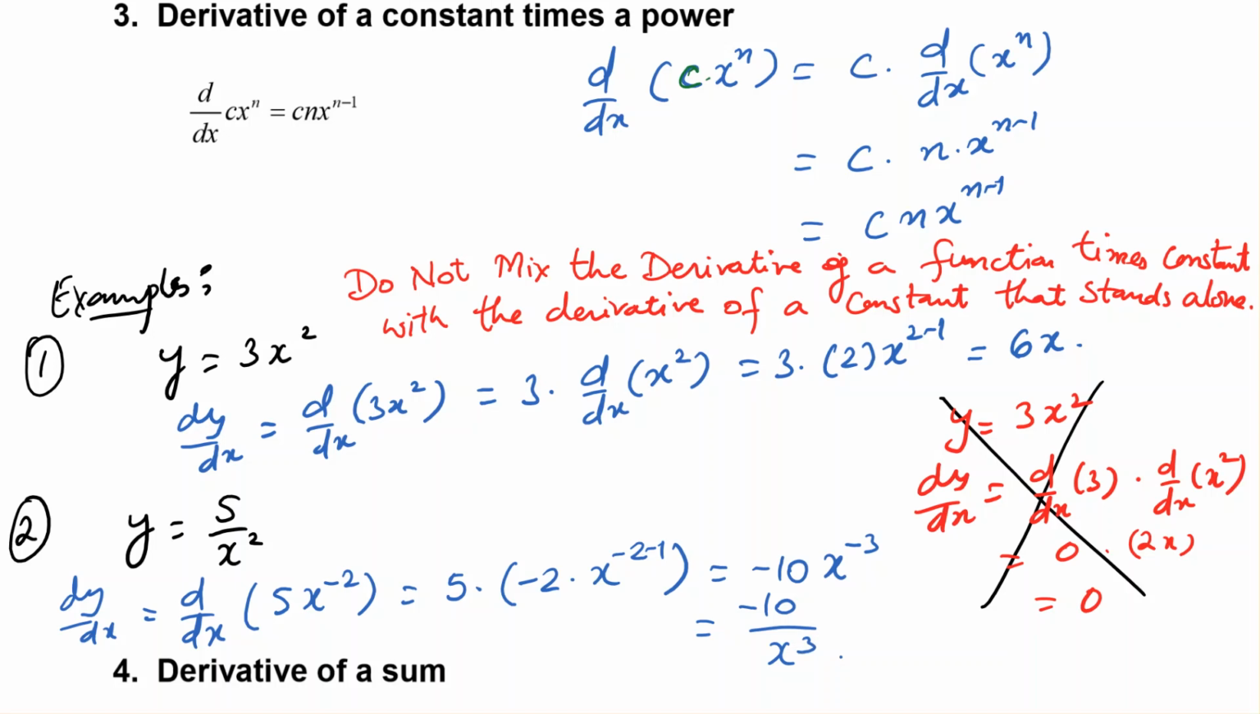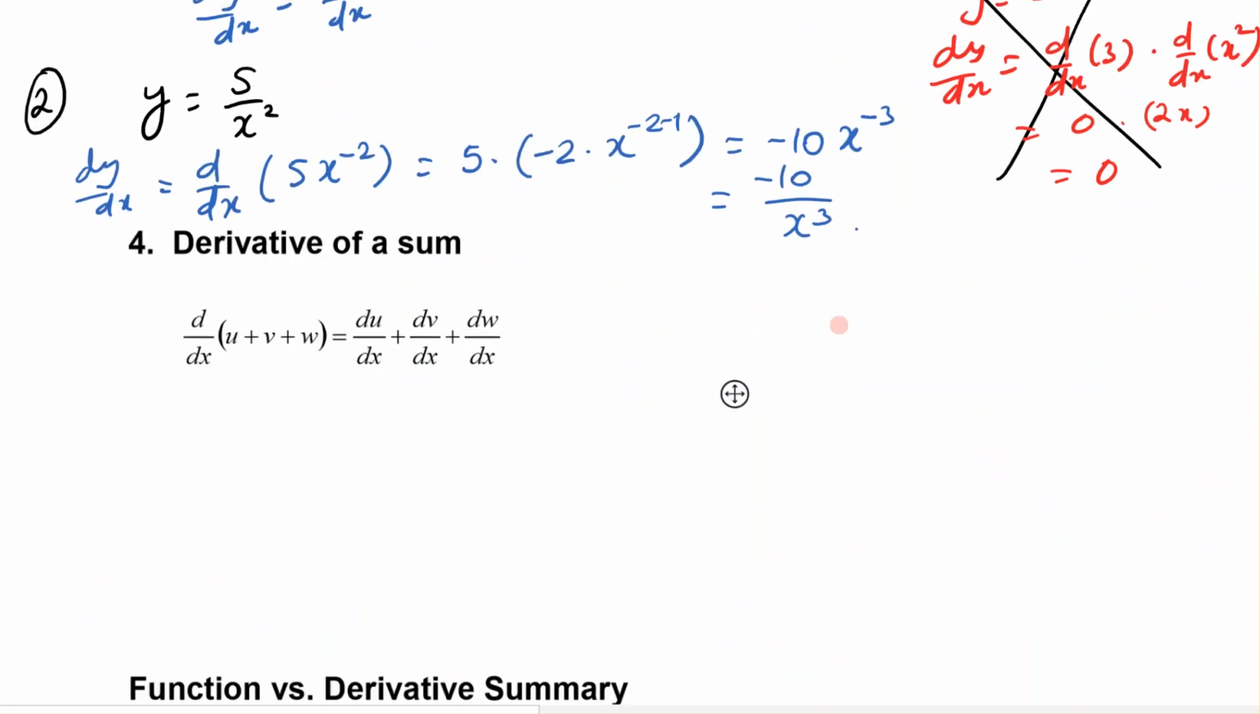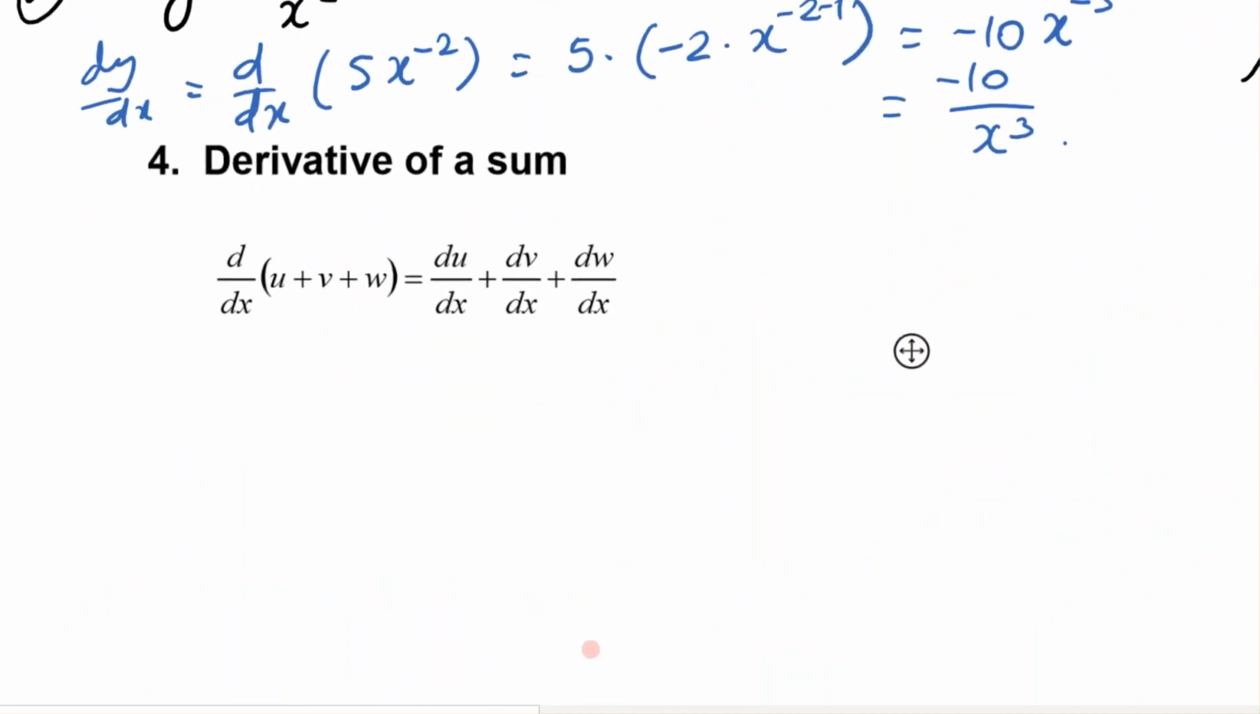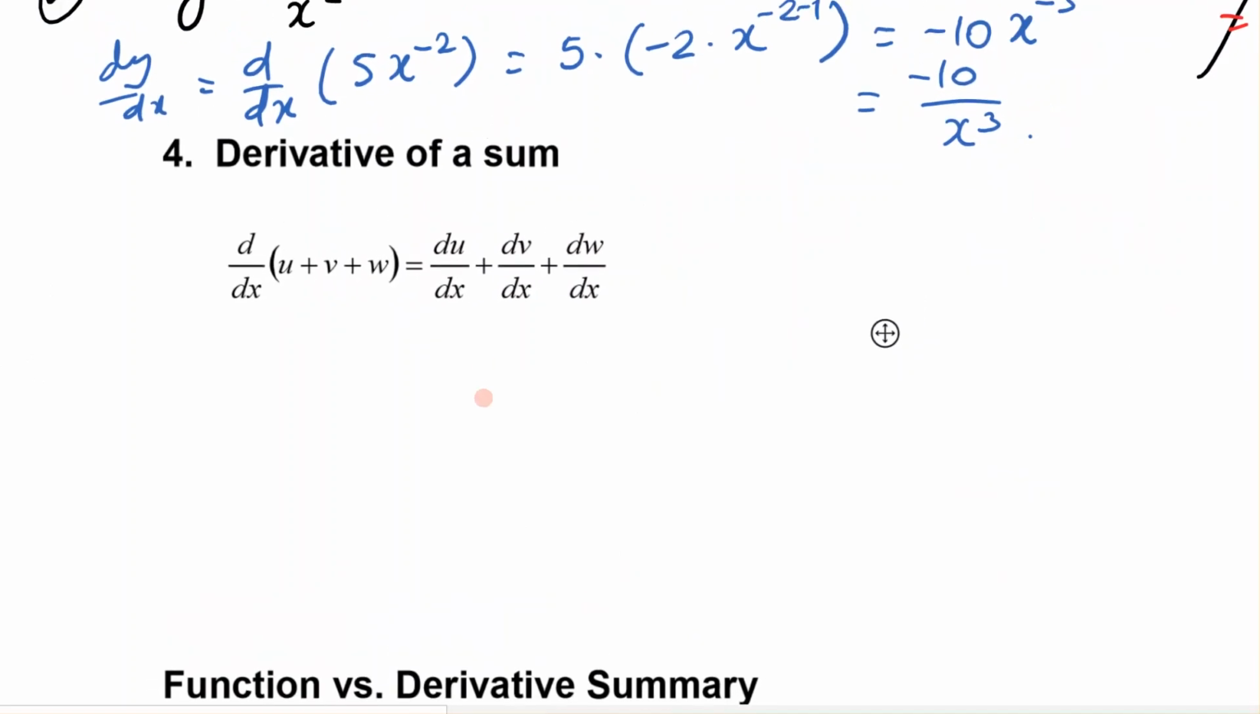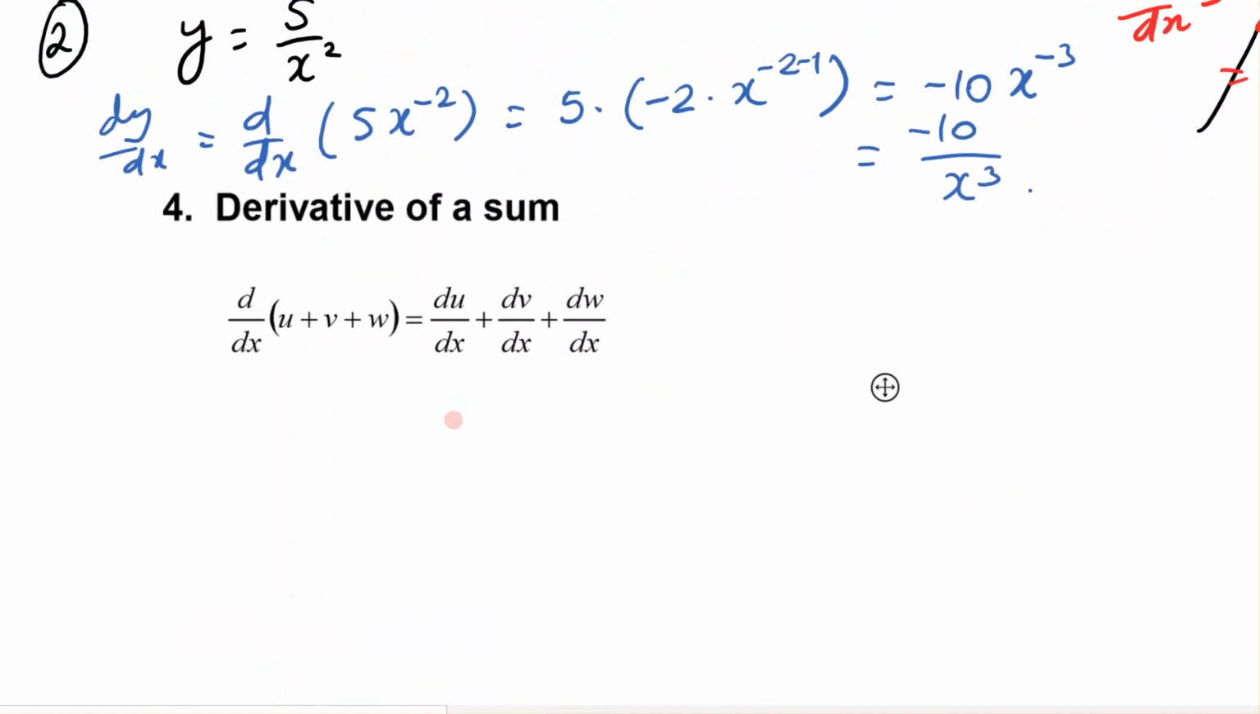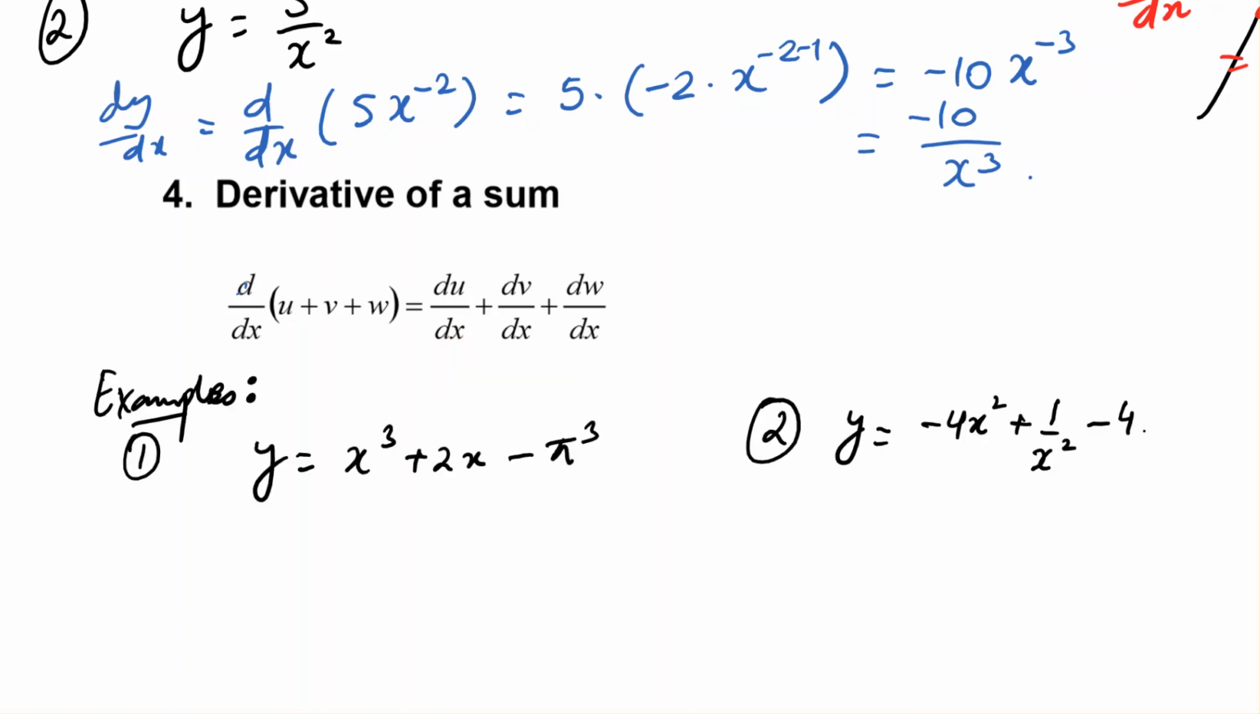Next, we're going to discuss the derivative of a sum. If you have a sum of a few functions, or a few terms in a polynomial, let's say we have u, v, and w, which are three functions of x. The derivative of the sum of the functions is equal to the sum of the derivatives of the individual functions. We're going to use this result to solve these two examples.